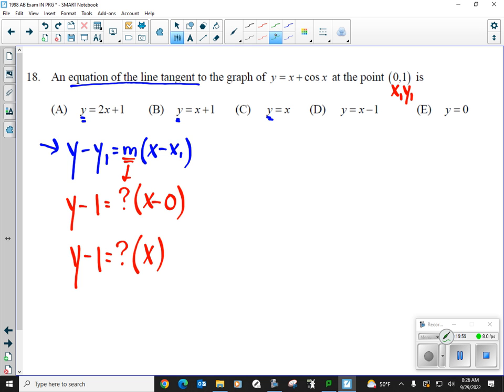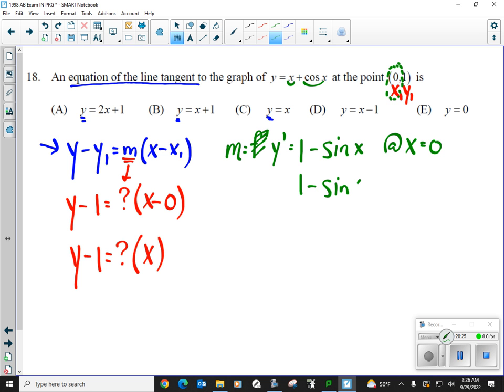Now, slope is the same thing as derivative, or in this case, y prime. The derivative of x is 1. The derivative of cosine of x is negative sine of x. I want this at an x value of 0. So I've got 1 minus the sine of 0.